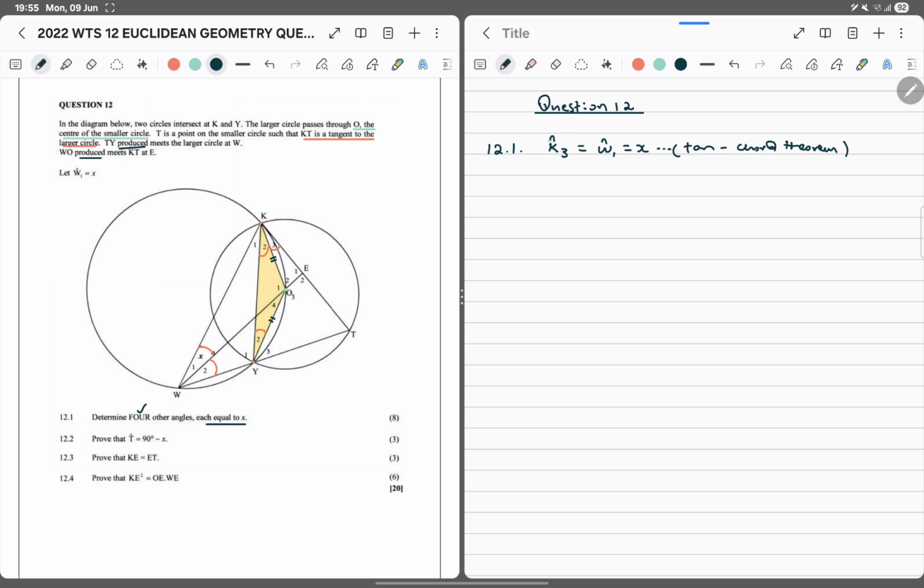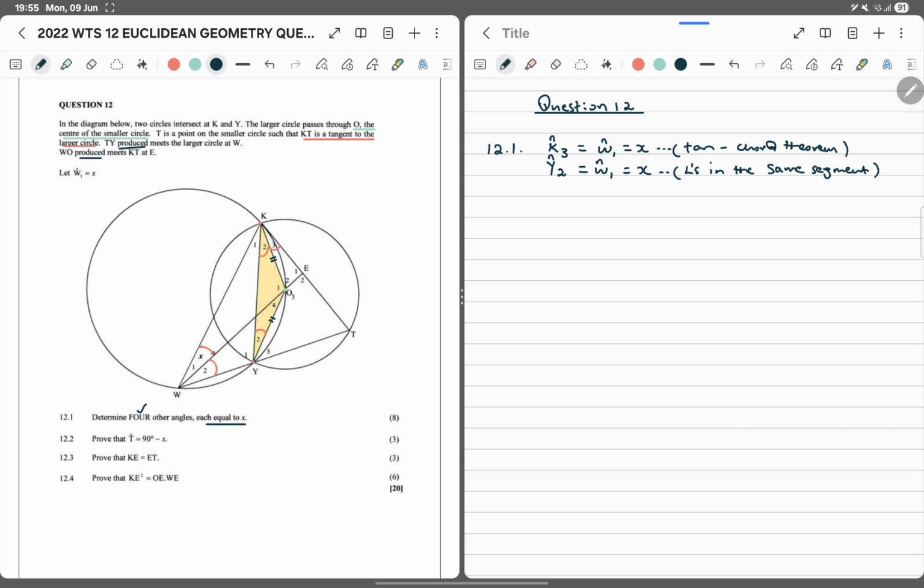Secondly, what do we know? We also know that angle Y2 is equal to angle W1, equal to x. These are angles in the same segment, in the bigger triangle, subtended by arc KO or chord KO. Right.